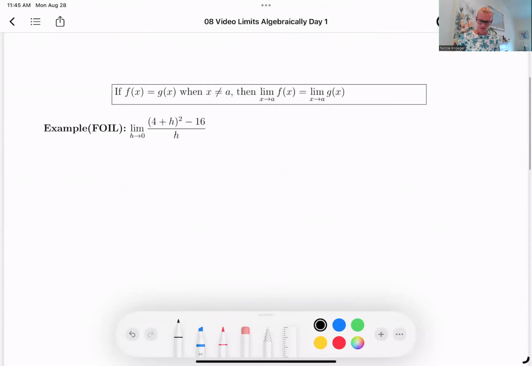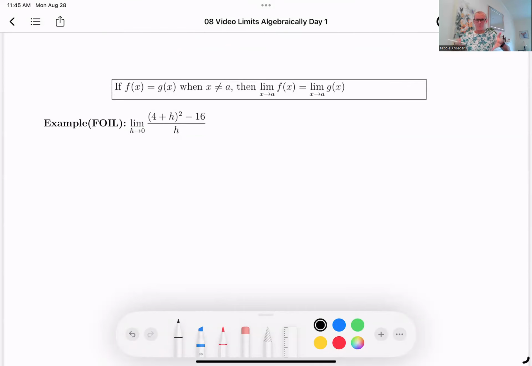okay? So this is that property that we were just using. So if I have two functions that are equal except for at a single point, then their limits are going to be equal. Okay, this is going to be a property that we use a lot without like writing it down or necessarily even thinking about it.